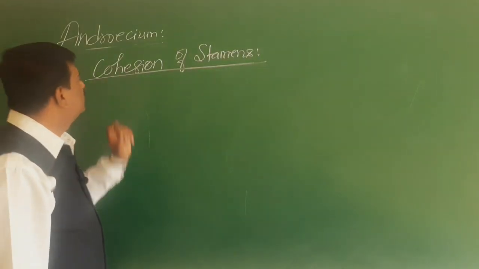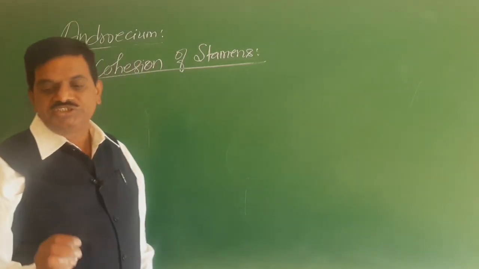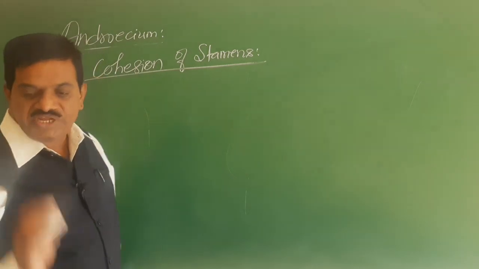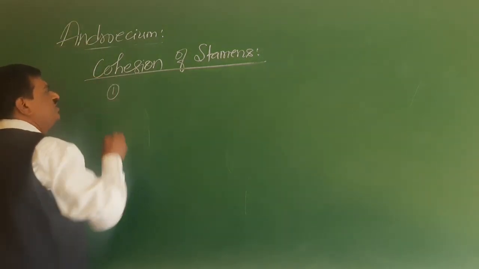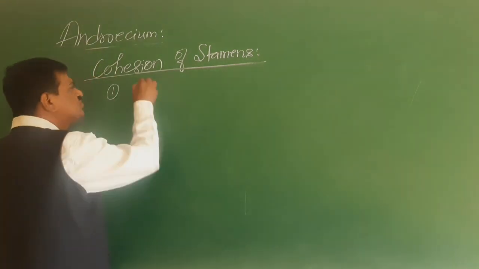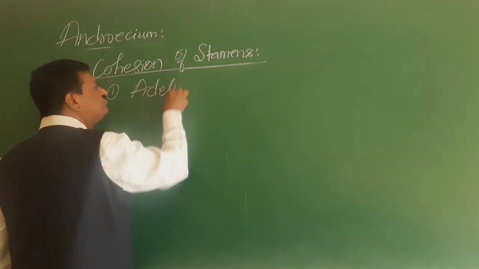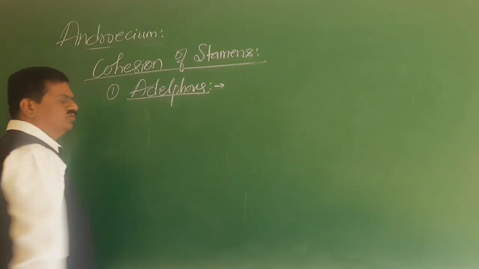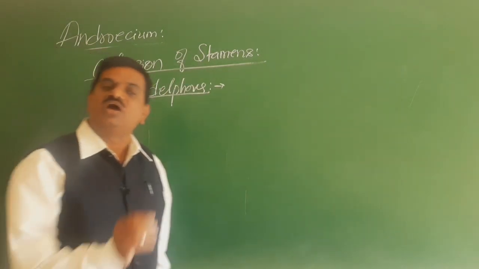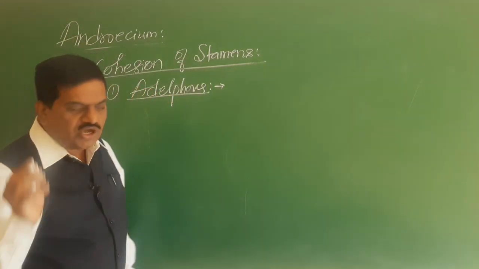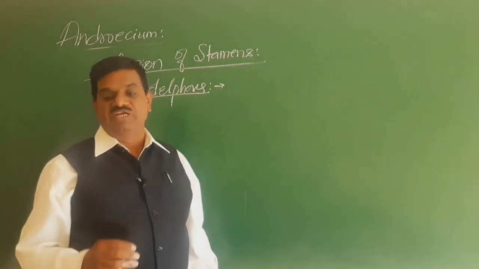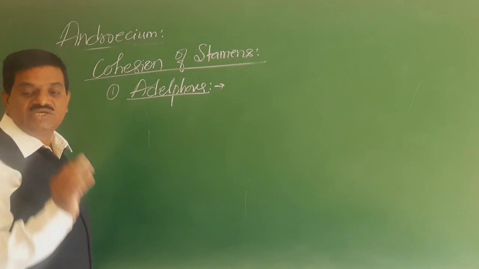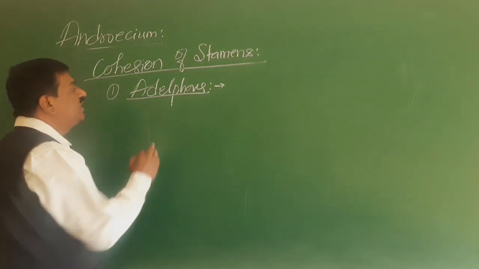So we go for the next one called cohesion of stamens. This is called union of stamens. Based on this, there are different types. The first one is called adelphous. The word adelphous is used when the stamens are united by their filaments.